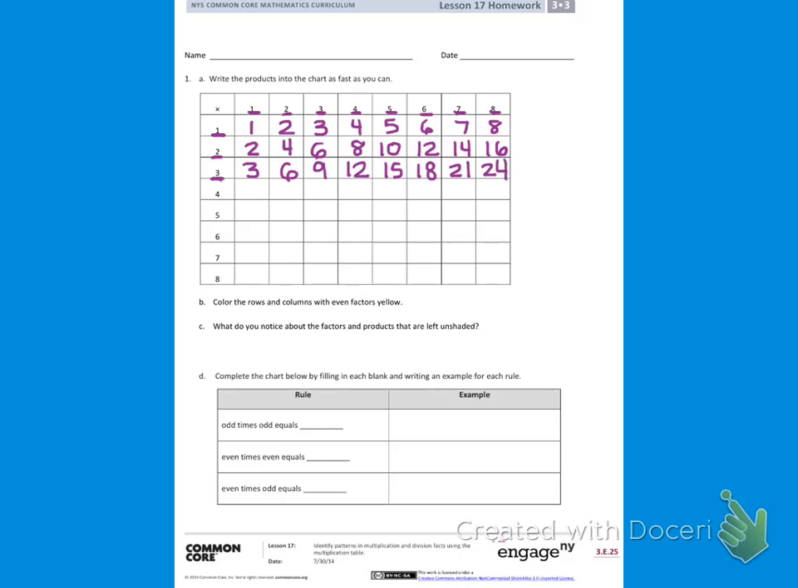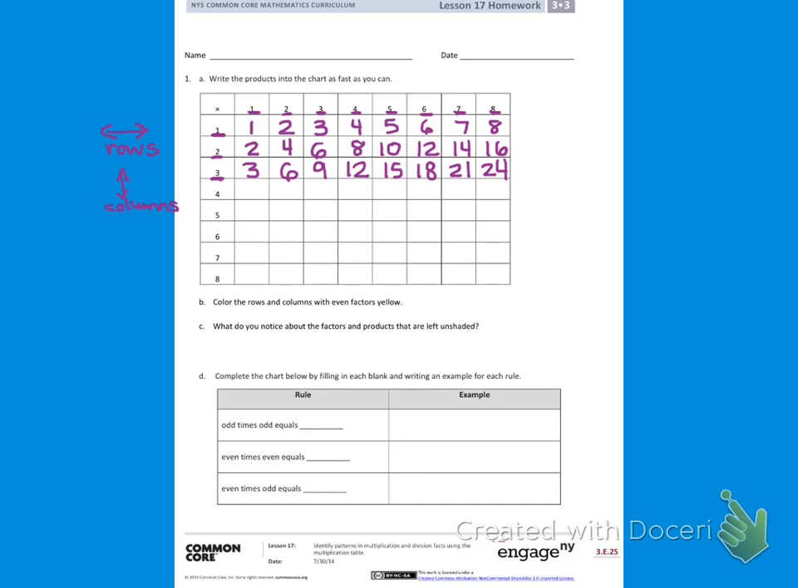Now I'm going to leave the rest of the rows up to you. Remember, work from left to right and do them as quickly as you can. Item B says color the rows and columns with even factors yellow. Now rows go side to side. Columns go up and down. So we're supposed to color the rows and columns with even factors. Remember, factors are the numbers that you're multiplying by.